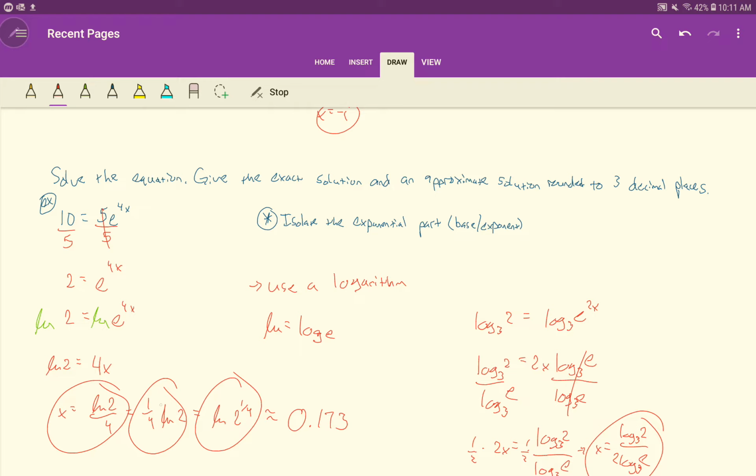You can also rewrite that as 1/4 ln 2, or you can rewrite that as natural log 2 to the 1/4, right? You can bring that coefficient up into the exponent of your logarithm.